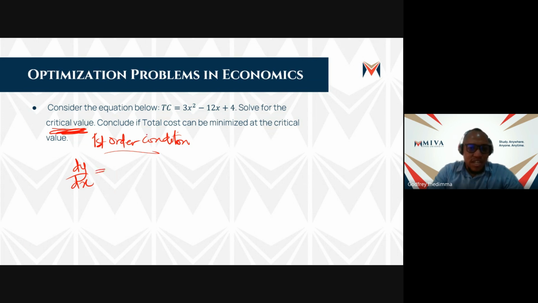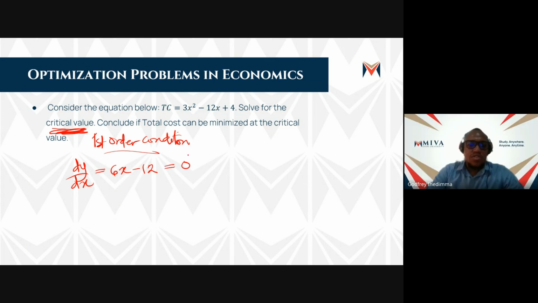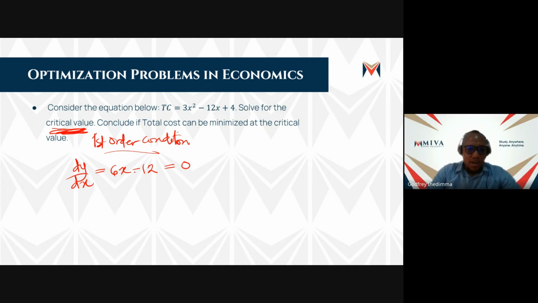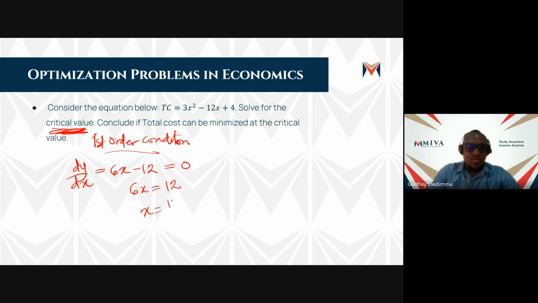So we differentiate this, we get 6x - 12. And this equals zero. Okay, so this is what we have here. Now, can we solve for x? 6x equals 12, and x is equal to 12 over 6. This equals 2. So if this is total cost, and x is the quantity to be produced, it means that if this firm should produce 2 units of whatever they are producing, total cost will be a minimum or maximum, because the first order condition does not verify if it is minimum or maximum.